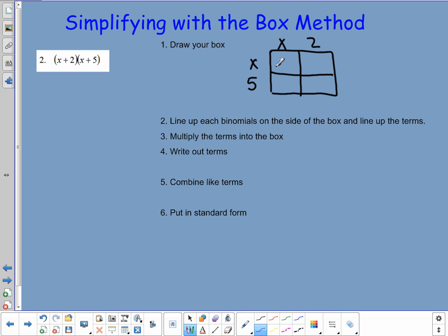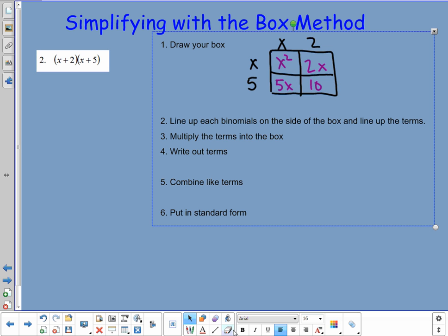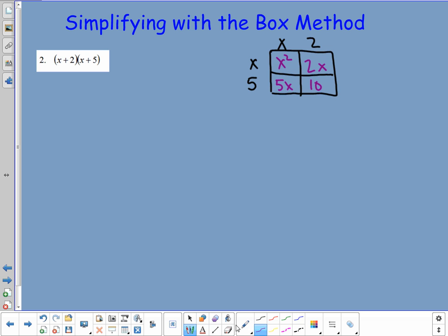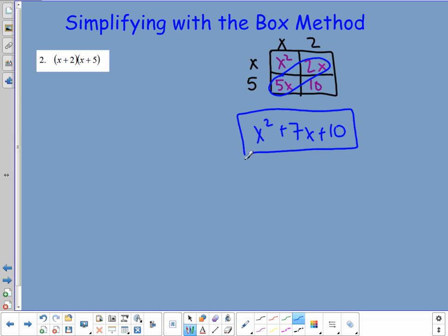So x times x gives me x squared. X times 2 is 2x. X times 5 is 5x. And 5 times 2 is 10. And then the last thing I would do is combine my like terms and get rid of that. So the products in the middle, like terms are right here. 2x and 5x is 7x, so I have x squared plus 7x plus 10. It's in standard form, and I'm all set.